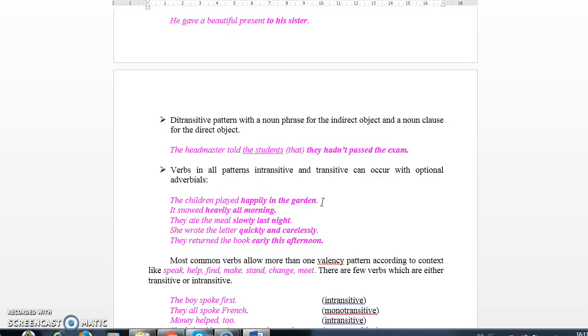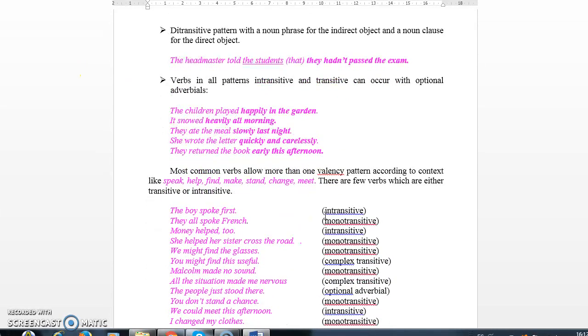In the next one, it snowed heavily all morning, and heavily is an adverb that tells you how it snowed. And all morning is a noun phrase functioning as an adverbial, telling you when it snowed. In the next one, they ate the meat slowly last night, and slowly would be an adverb of manner telling you how they ate, and last night would be the adverbial of time. It is a noun phrase which is telling you when they ate.